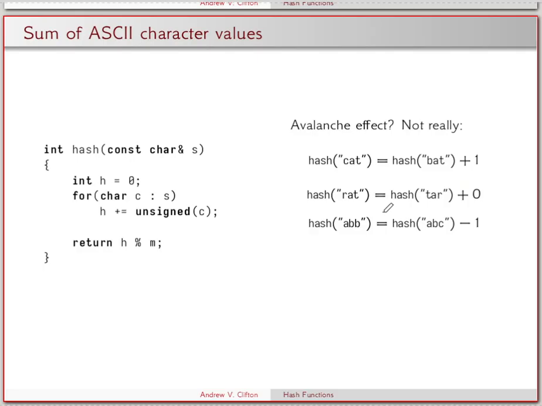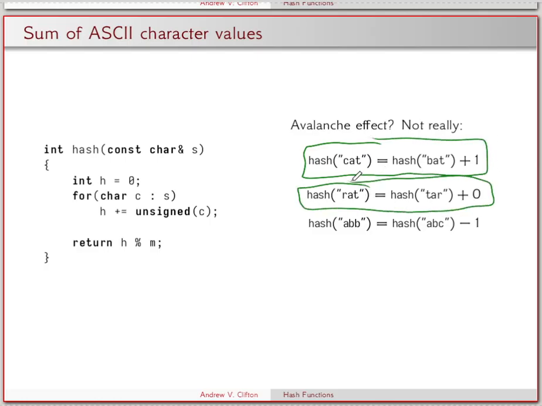Do we have an avalanche effect? Again, you can try some examples, but not really. Cat is just bat plus 1. Rat and tar have the same hash values because we're just adding up the characters, and it doesn't matter what order you add them in. Addition is like that. And if you change one character somewhere in the string, the difference between the ASCII values of B and C determines the difference between their hash values.